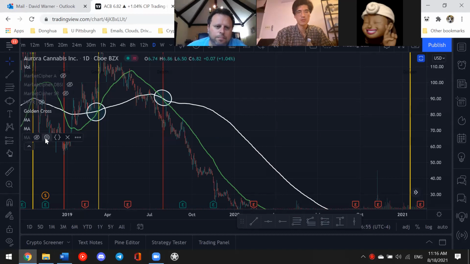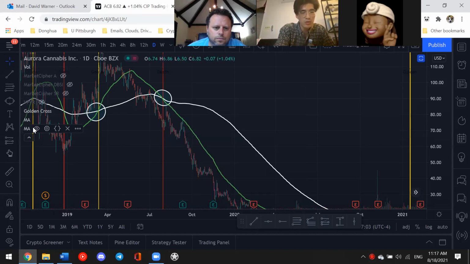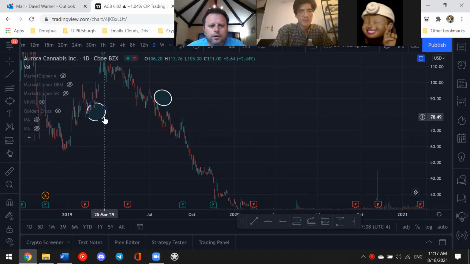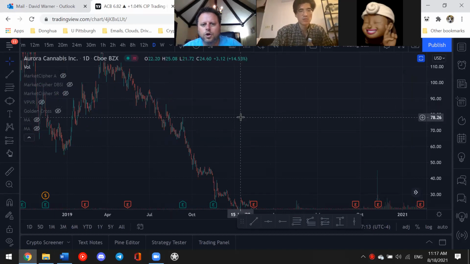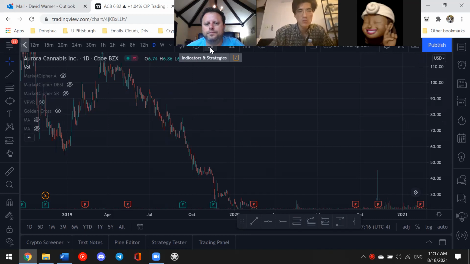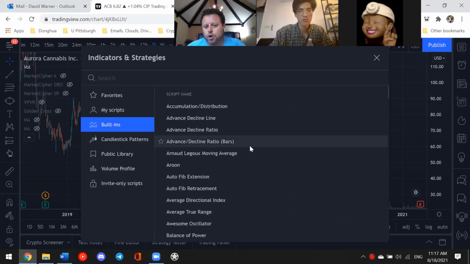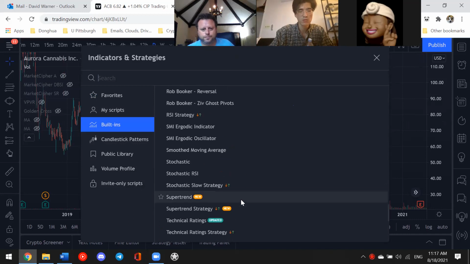Let me get rid of this and let me put on an EMA. Can you show me again how to open those indicators? Sure. Get rid of these. You go to this FX on top. And when you click the FX, you have the built-in scripts. All of these are built into TradingView. These are all the most important indicators.